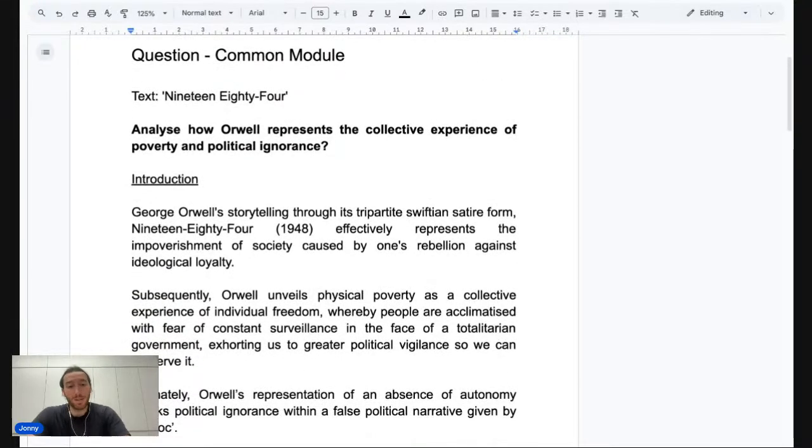So I've got one submission here. This is on 1984. It's the common module. Don't worry if you're not doing the specific text. Pay attention to the feedback because it will no doubt apply to whatever text you're doing. But this is a common mod 1.